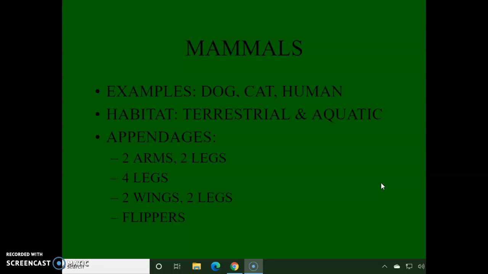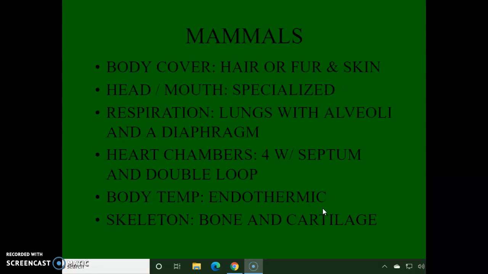Habitat, these are found terrestrial and aquatic, and as far as appendages, all kind of things are going on. You could have 2 arms and 2 legs like yourself, or 4 legs like your dog, or 2 wings and 2 legs like a bat, or flippers like a dolphin. Body cover, hair or fur and skin.